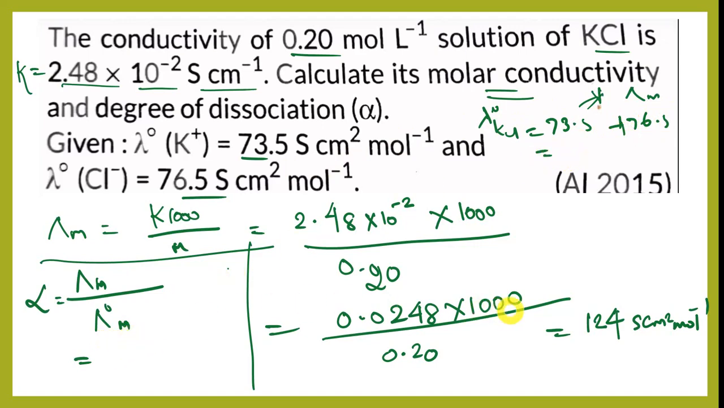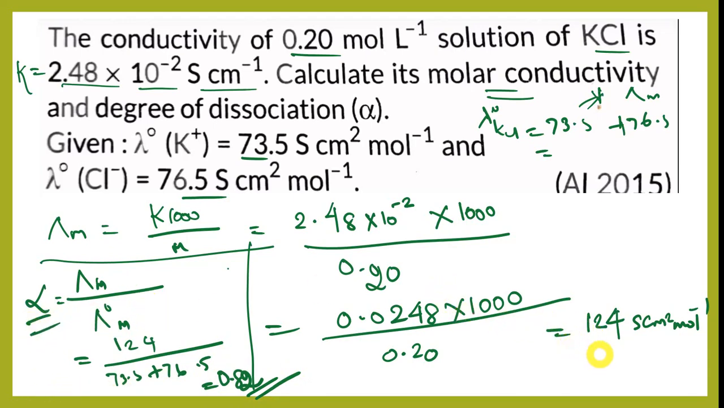So what is the value we found out? 124. So 124 divided by 73.5 plus 76.5 is equal to 0.82. So this is the value we have to obtain, right? This is the degree of dissociation, and this is the molar conductivity. Got it?